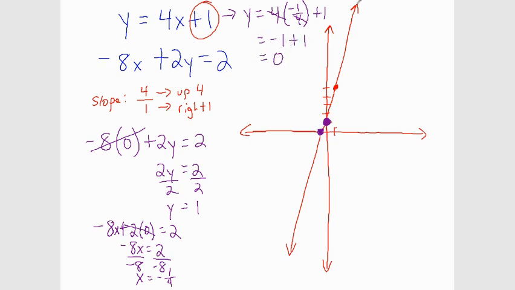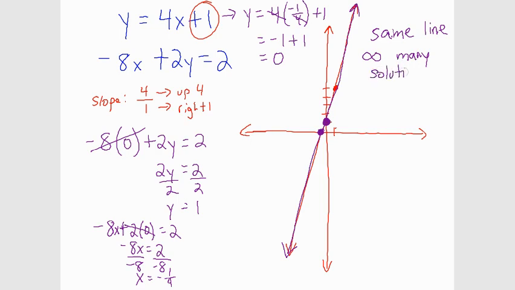So these are, as I carefully trace over my previous line, the same line, which means we have infinitely, in fact, I'll just use the infinity symbol, infinitely many solutions. Okay, awesome. Let's go ahead and try one more example.